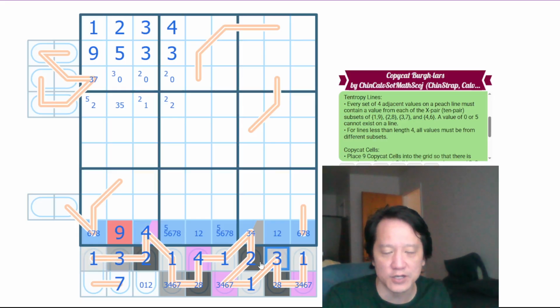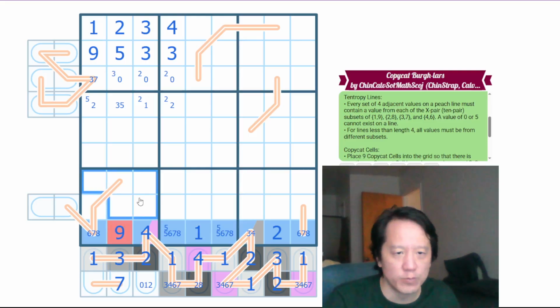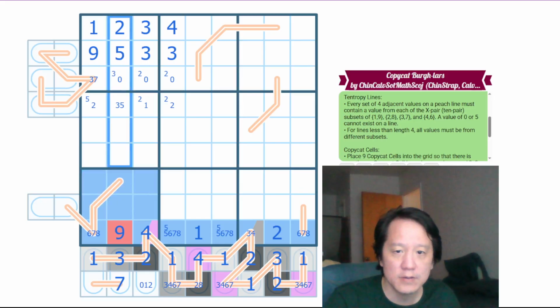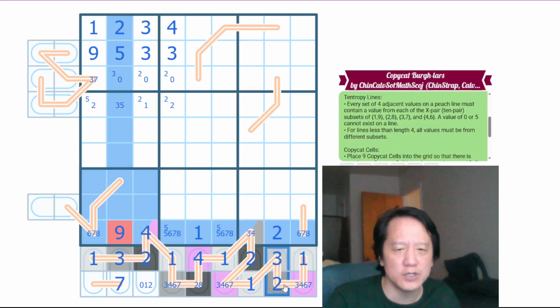So that's 30. It cannot be 38 because that's too big for the 2 digits. So this must be 32 here. Which means this is a 2 here. This is a 1. So this is the copycat cell for box 7 and column 2 and row 9. So this is 32 here.